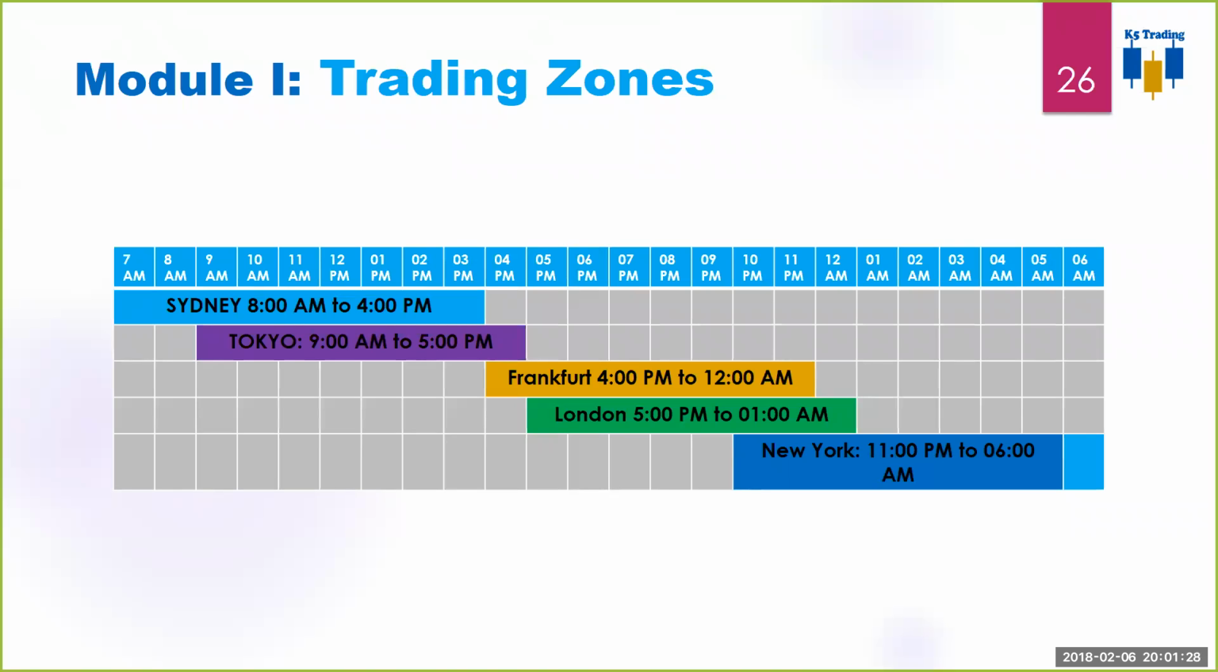That time frame you can see here is around 10 p.m. Australian time, right up to 12 midnight, and that's the time when London and New York actually overlap.